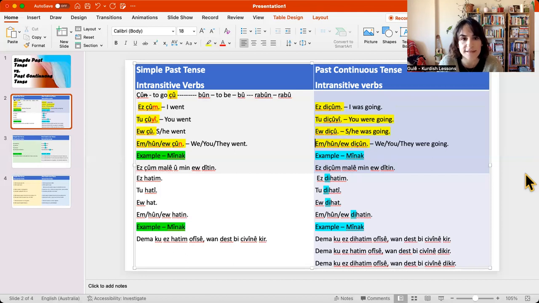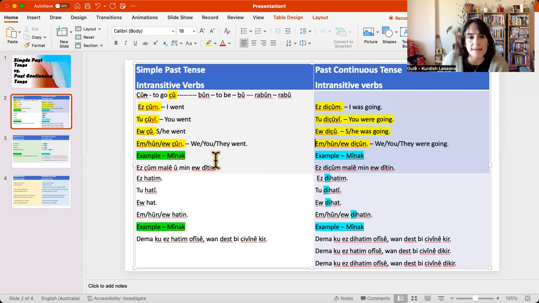So now have a look at these continuous and simple past tenses, and be sure that you understood how it works. What is the rule? You use the same form but with the prefix. Really easy.